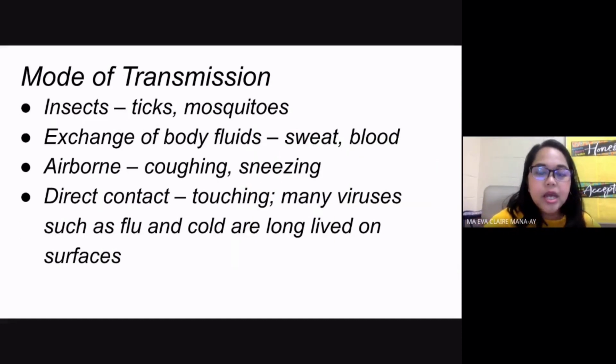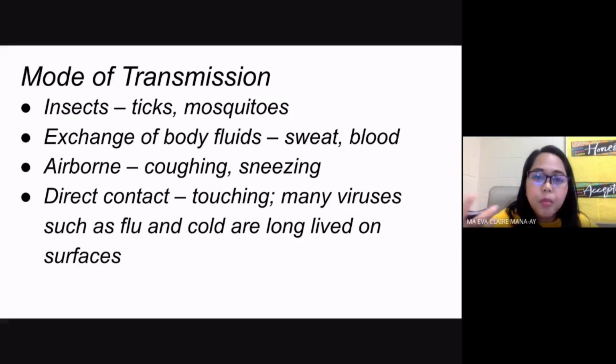Now, there are several modes of transmission for your viruses. Modes of transmission are the methods, the ways through which viruses may be passed on from one person to another. One form would be insects, ticks, mosquitoes. Another would be an exchange of body fluids. So sweat, blood, mucus, even unprotected sex can become a mode of transmission.